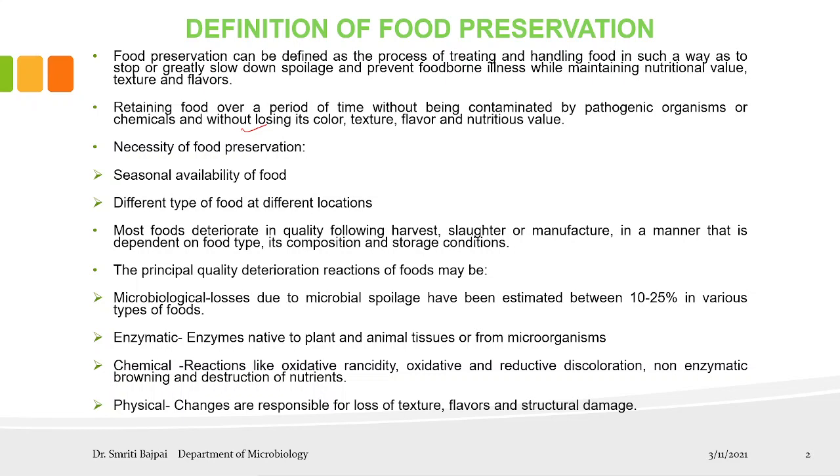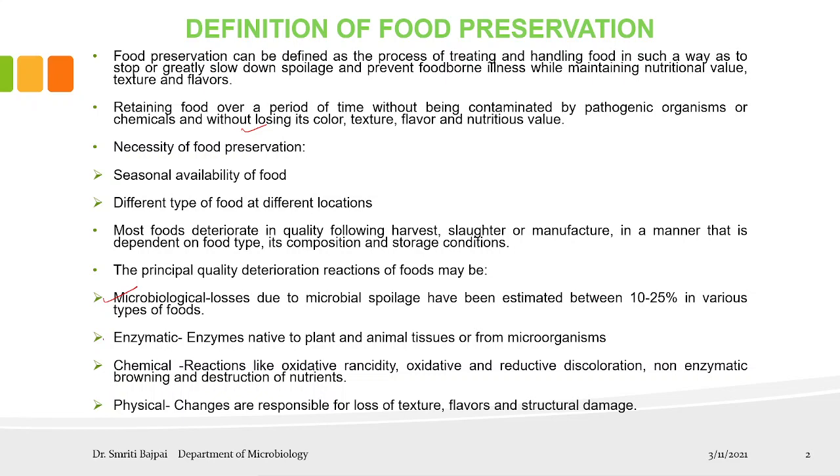Most food deteriorates in quality following harvest, slaughter or manufacture. So the conditions should be properly kept so that the preservation of the food can be done. The principal quality deterioration reactions of the food may be of different types. So first is the microbiological, that is due to microorganisms, and that causes around 10 to 25% loss in the various types of food by microbial losses.